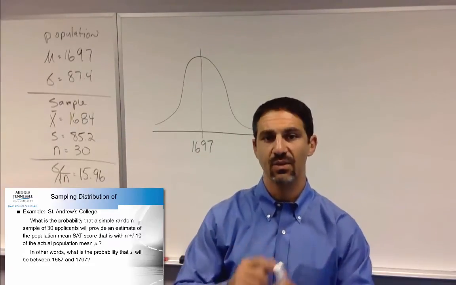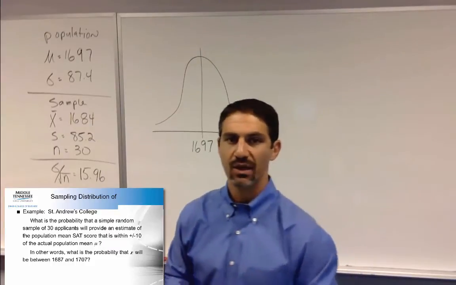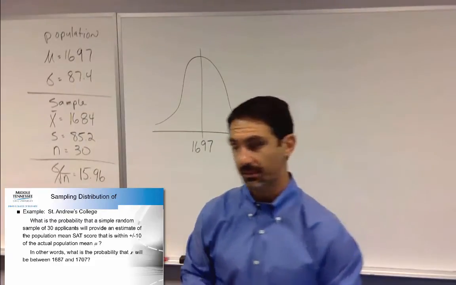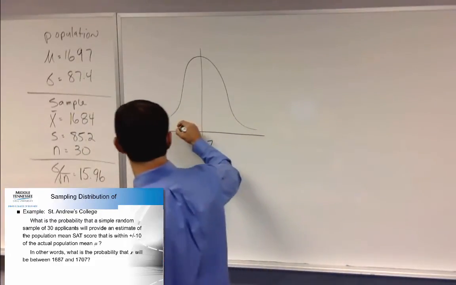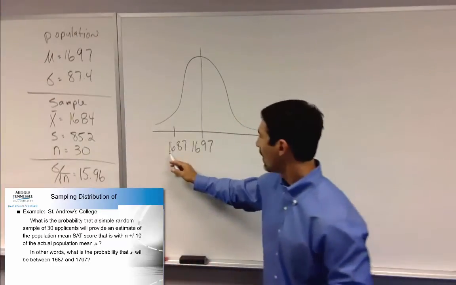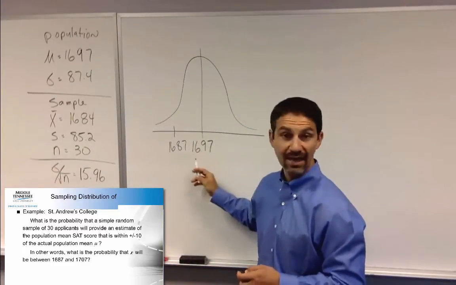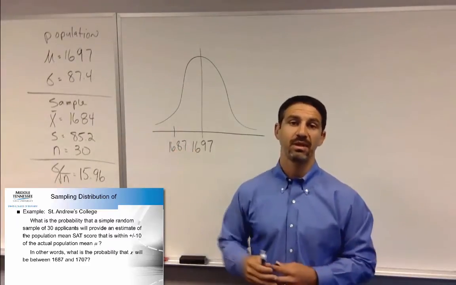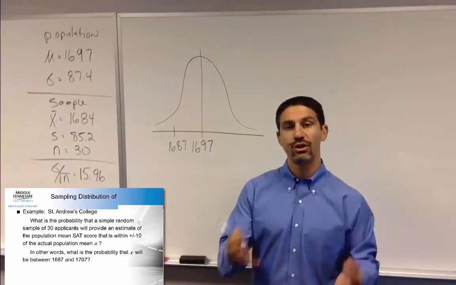So let me ask you this question. If I just want to know the probability of one individual scoring 1,687 or less, what is the probability of that occurring? And what would you do?